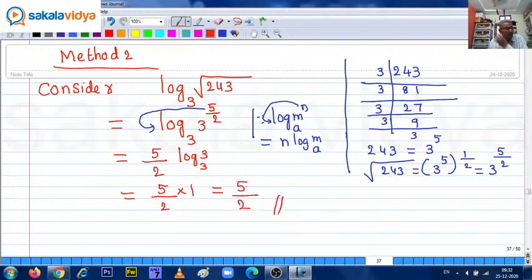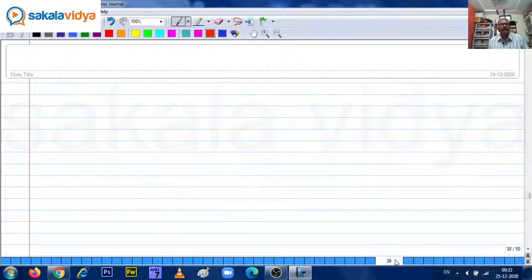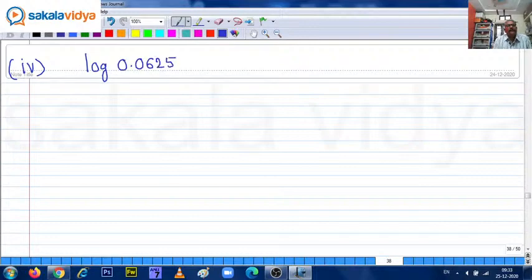I hope you have understood these methods now. Now the fourth problem: log of 0.0625 to the base 0.5.